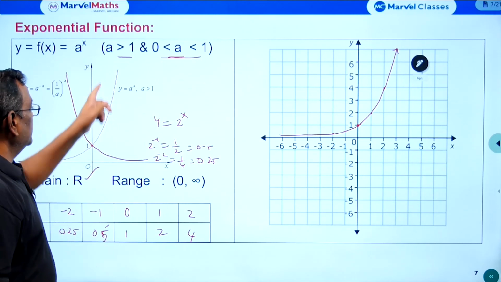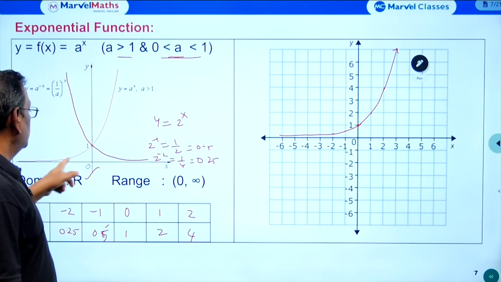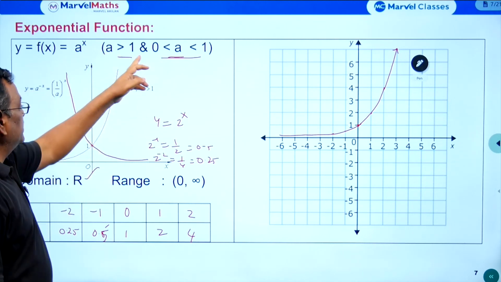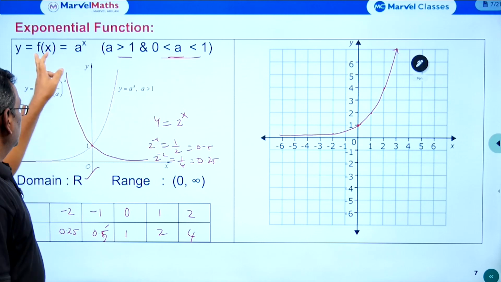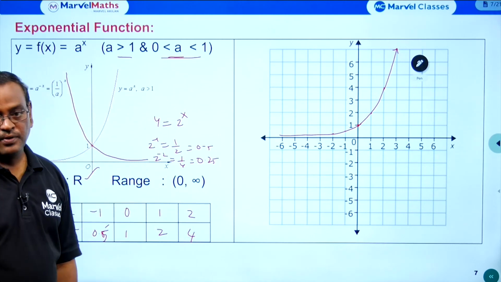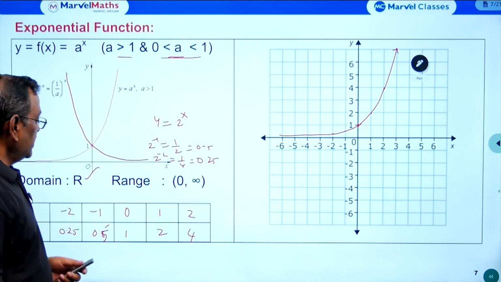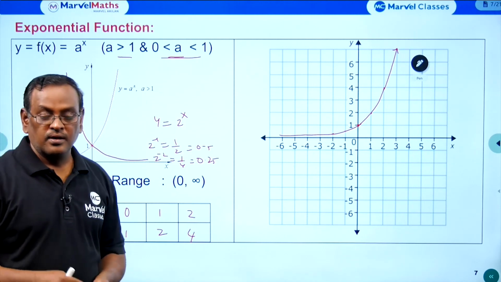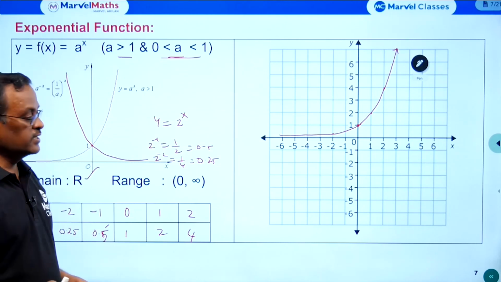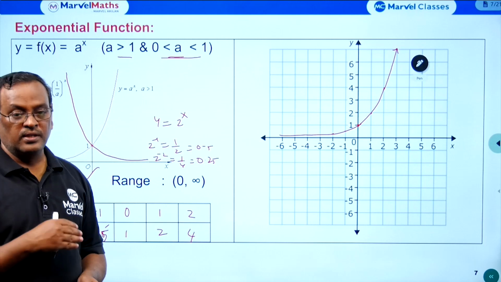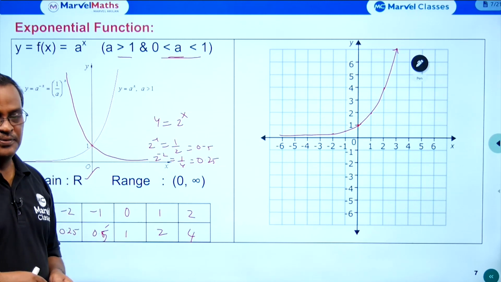The only difference is when a is greater than 1, from left to right it is increasing. When a is greater than 0 and less than 1, it is a decreasing curve. But both are positive value functions. This is very important for competitive exams as well as board exams, and this function is important in all the chapters of calculus. Thank you.